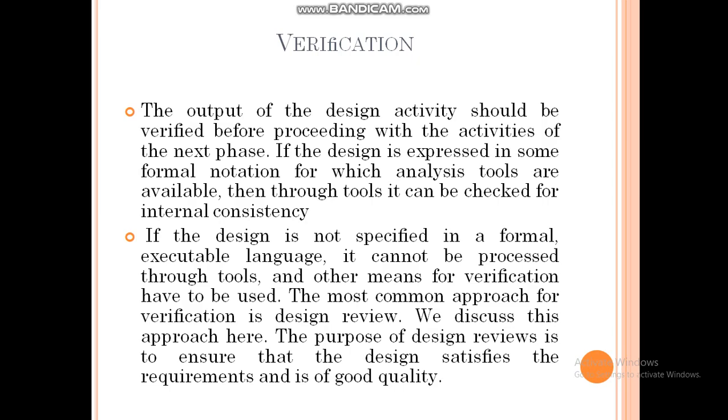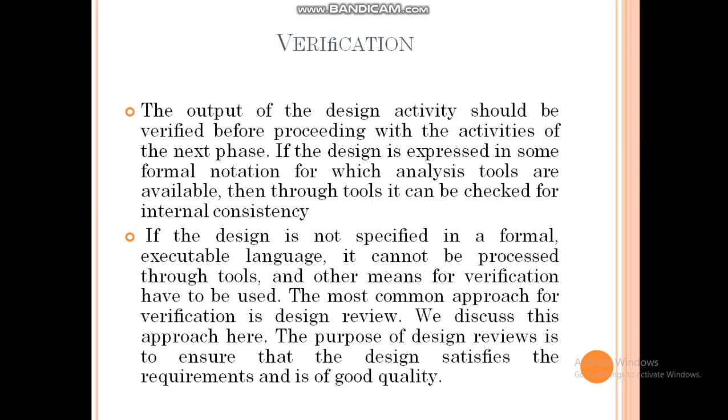There are two different approaches to verify the design. One is automatic tools. Nowadays there are different tools available in the market. By using those analysis tools, we can verify whether all the design specifications are correct or not.